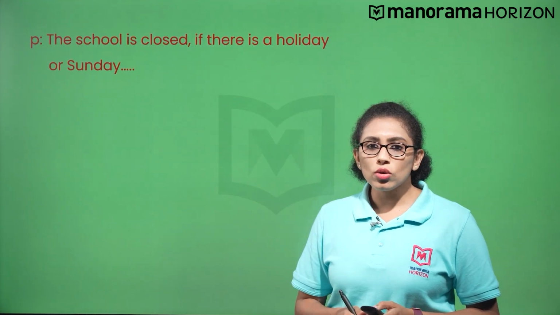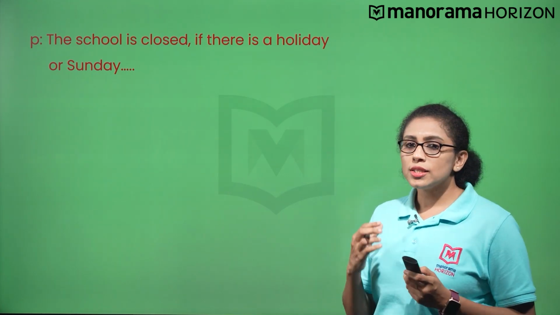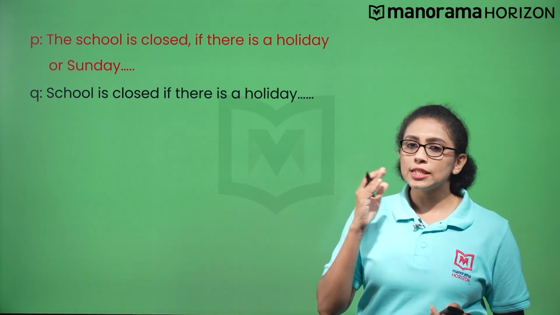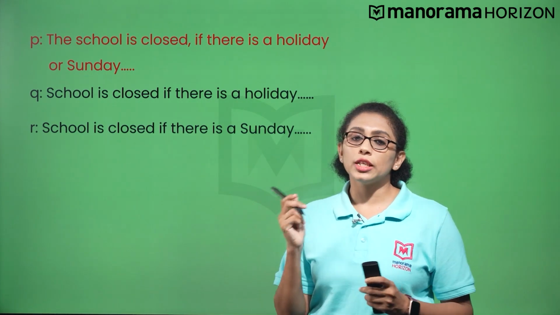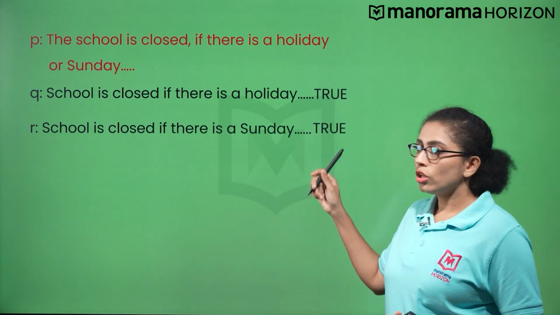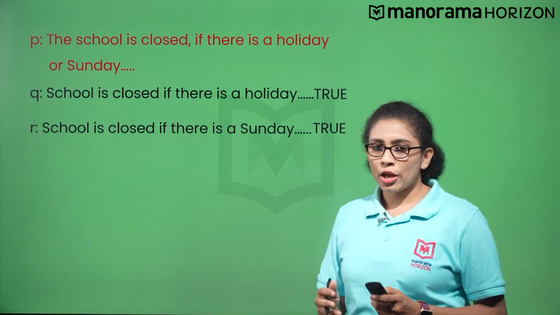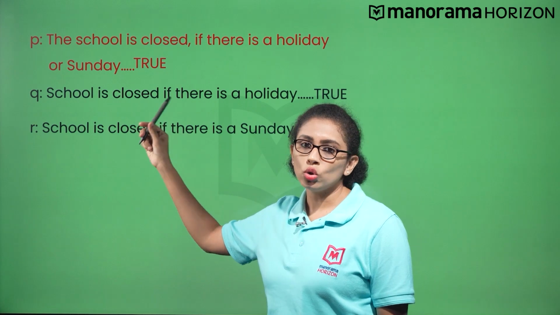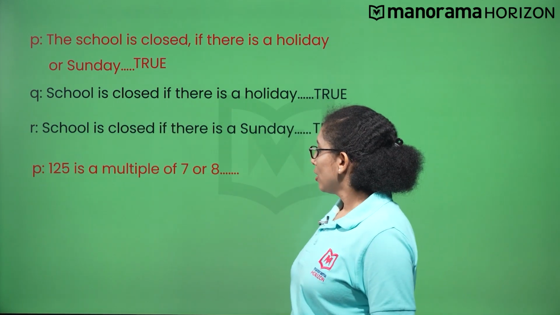The school is closed if there is a holiday or Sunday. The component statements are: school is closed if there is a holiday, or school is closed if there is a Sunday. So here both the component statements are true. Therefore, the compound statement is also true. Now, let us look at another statement.